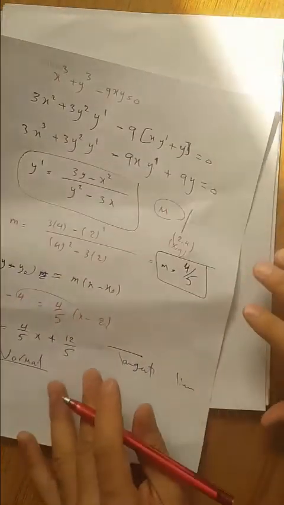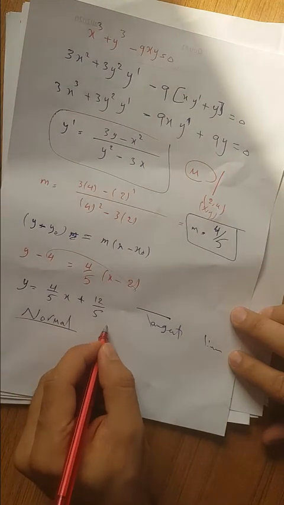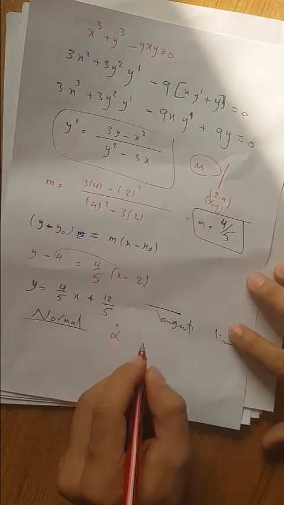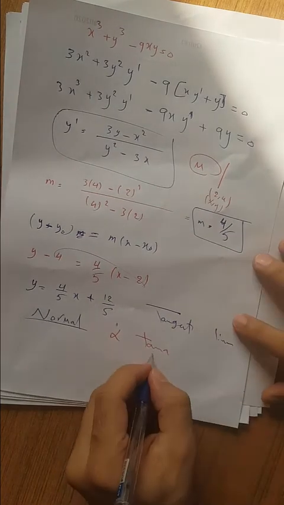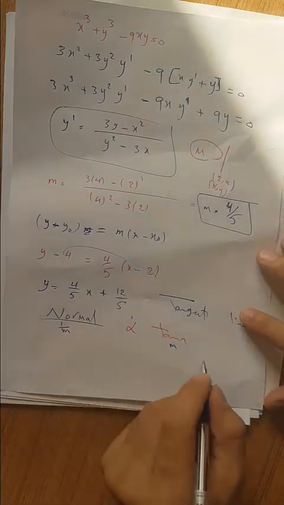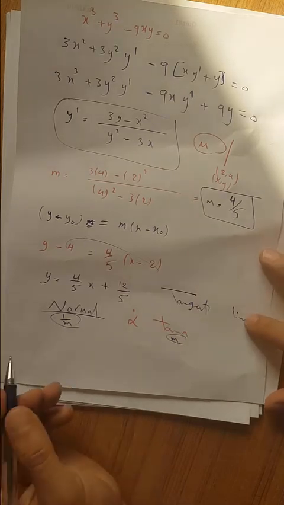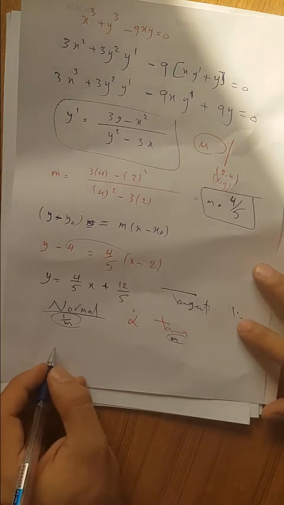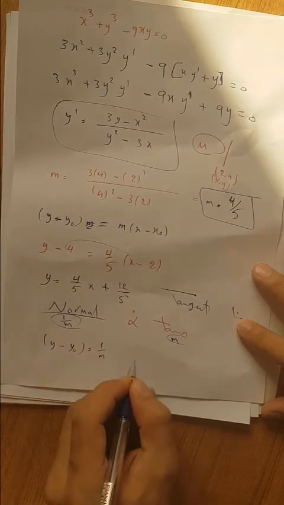you know we have a tangent line and a normal line. The relation between them is, if I have m for the tangent, the slope of the normal will be minus 1 over m. So that's why in the normal line I also have y minus y naught, but with 1 over m.